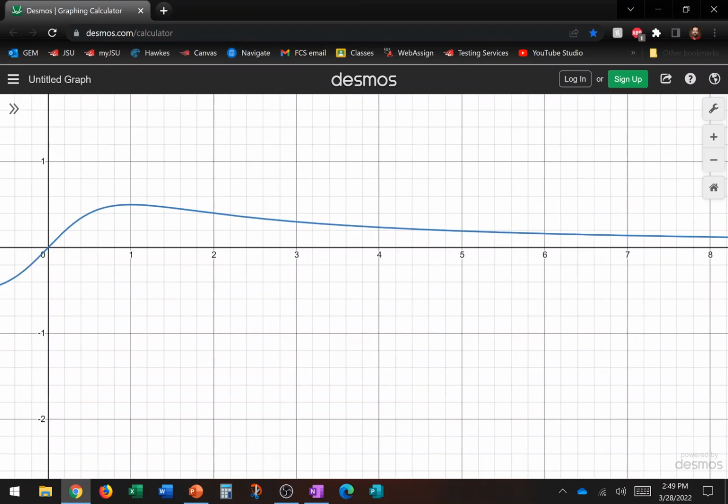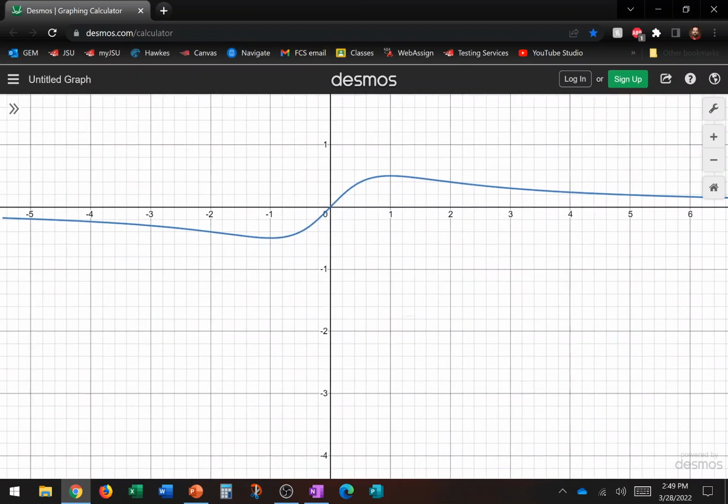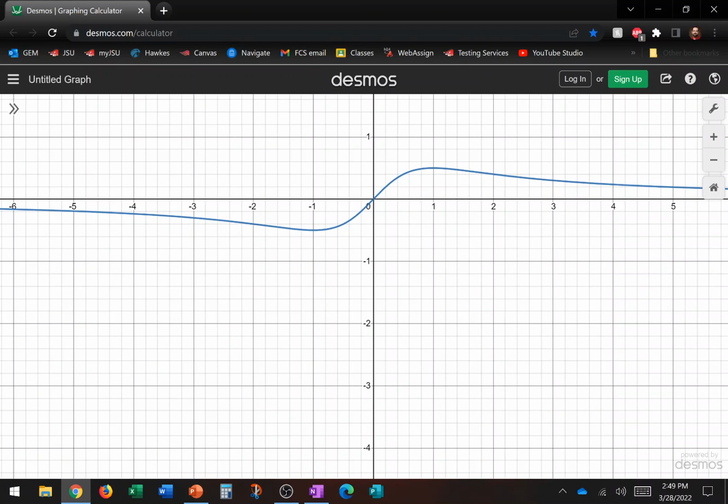So maybe it depends on what solutions we get out. I think it would go positive, negative. Yeah. So no. Negative, positive, negative, positive. I think it would go.